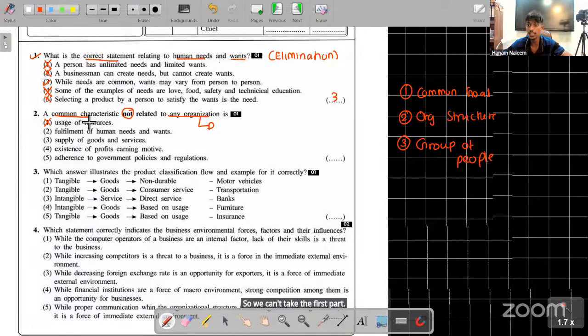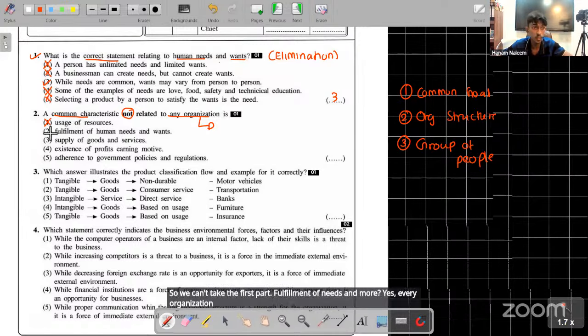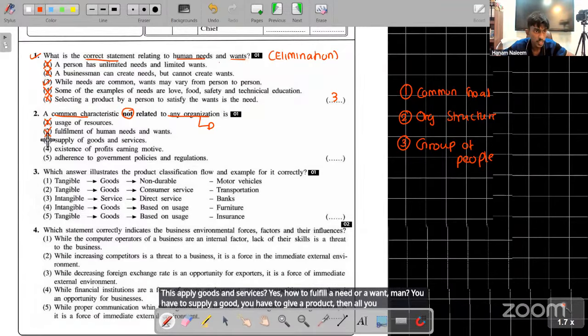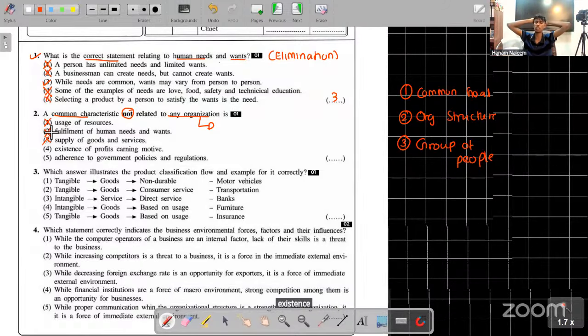Fulfillment of needs and wants. Yes, every organization fulfills a need or want. They supply goods and services. Yes, how to fulfill a need or a want? You have to supply a good. You have to give a product. Then only you can satisfy. Correct. Existence of profit earning motive. What do you say?